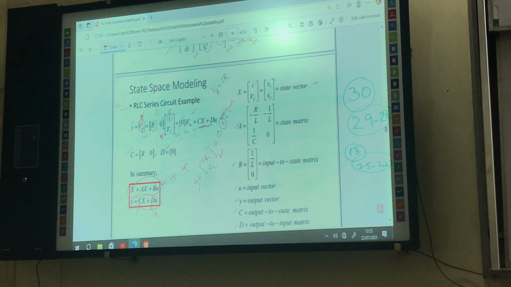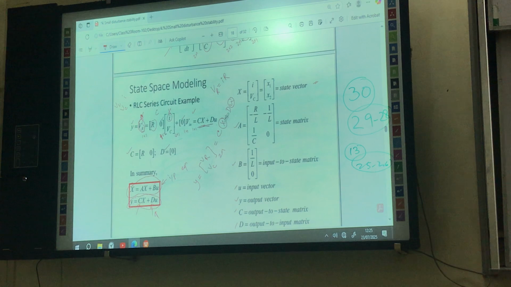You know the X, you know the U. So by looking at the equations, you have to write the C and D matrix. That is the thing. Okay. Have you understood this thing? So what was D?